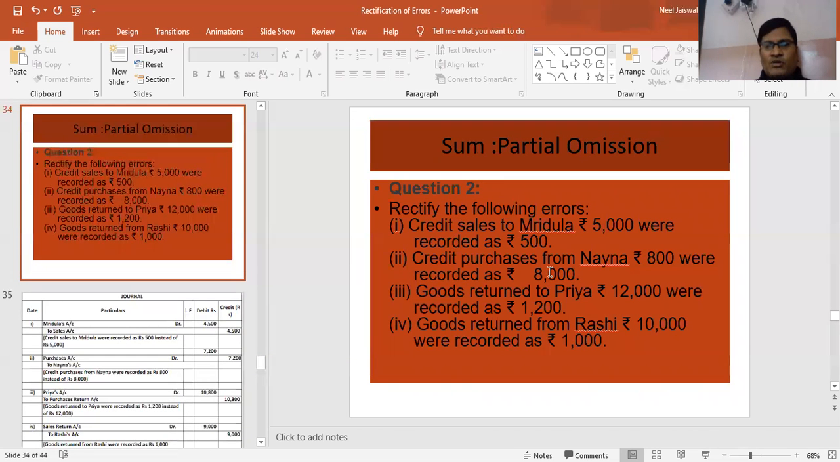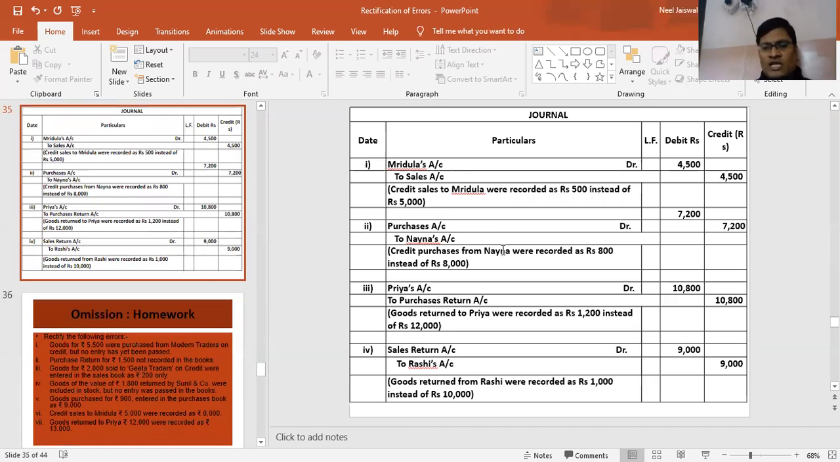Again, one more. Credit purchase from Naina 800 were recorded as 8,000. You have recorded more. My correct journal entry is what? Purchase account debit to Naina 800, 800. But you have recorded what? Purchase account debit to Naina 8,000, 8,000. Means you have recorded purchase also more, Naina also more. So you have to reduce purchase, you have to credit it. To reduce Naina, which has already been credited, you have to debit it. By how much is the difference? 7,200. So the rectified entry is Naina to purchase 7,200, 7,200.